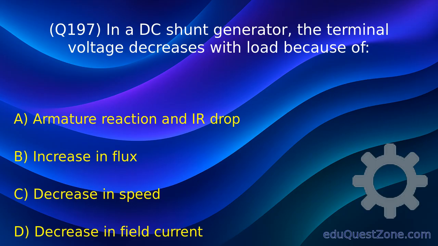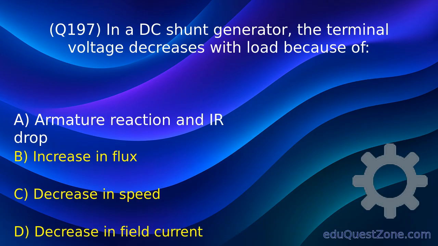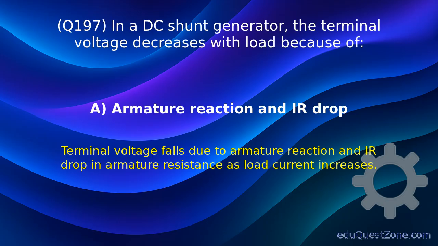Question 197. In a DC shunt generator, the terminal voltage decreases with load because of... Option A, armature reaction and IR drop. Voltage decreases due to armature reaction and IR drop.